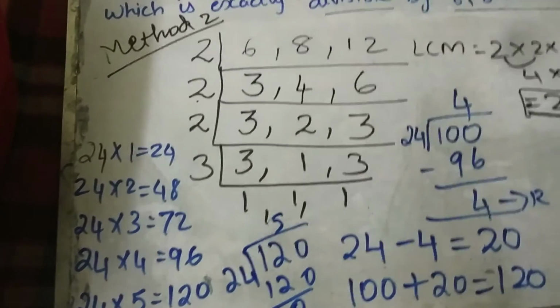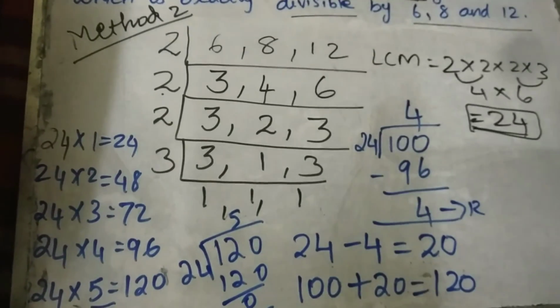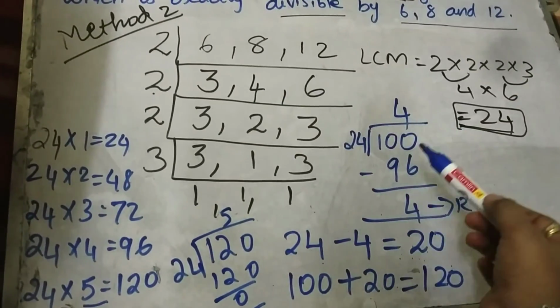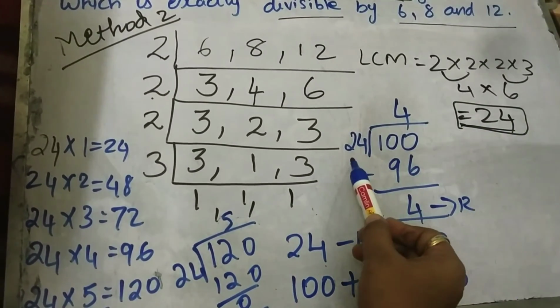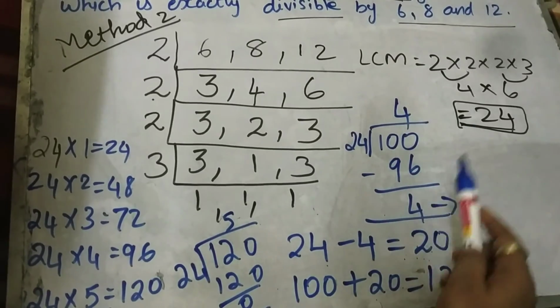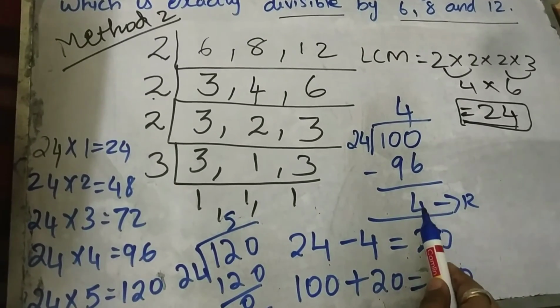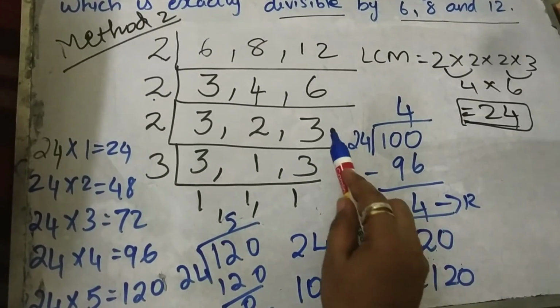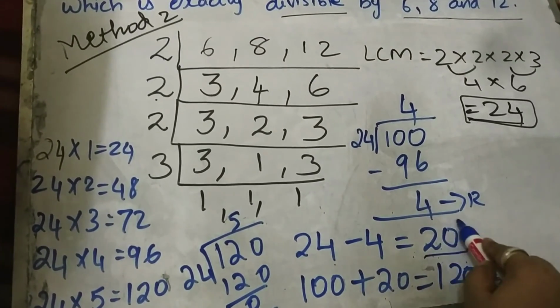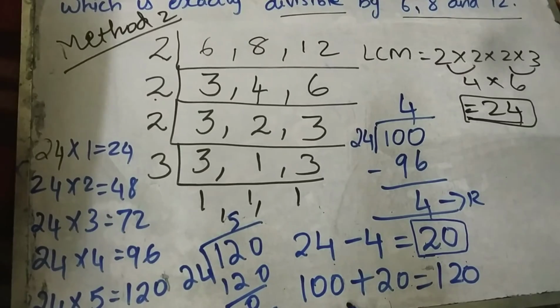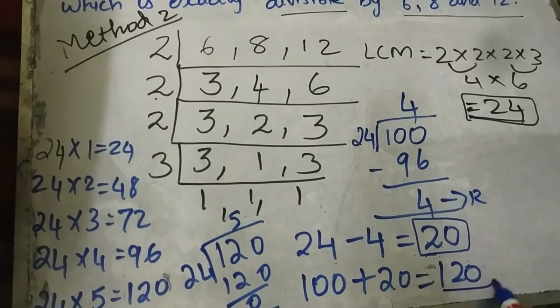So in this method what have I done? First I found the LCM. Then I took the smallest 3-digit number. I divided it by my LCM. Then I got my remainder as 4. So what I have done next? 24 minus 4. Whatever answer I am getting here, I should add that to the dividend. So I will get the answer.